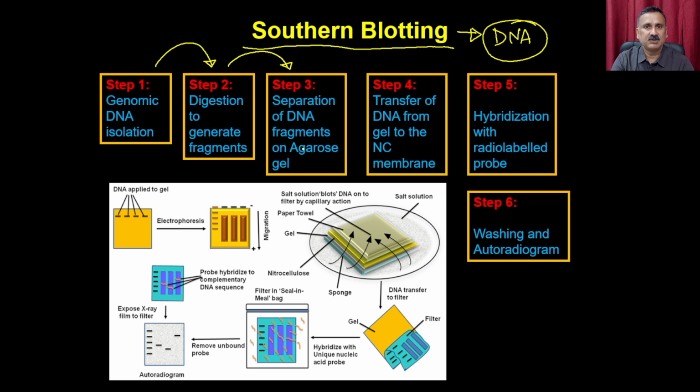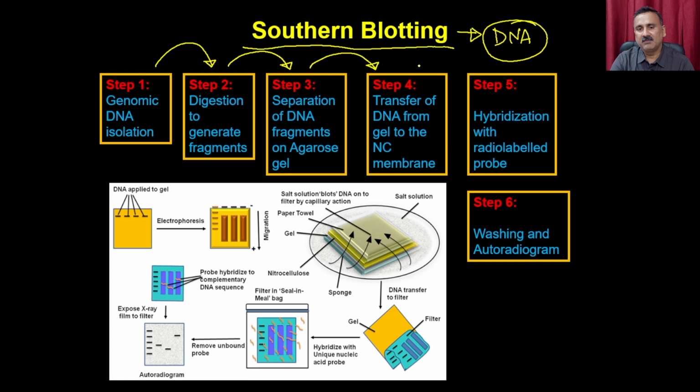Then in the third step, you are going to separate these DNA fragments on a suitable agarose gel, right. You are going to use a suitable percentage of agarose gel, and that is going to give you the separated fragments. Then in step 4, these DNA fragments are transferred onto the nitrocellulose membrane with the help of different types of transfer techniques. You can use the manual method, or you can use the high vacuum method as well.